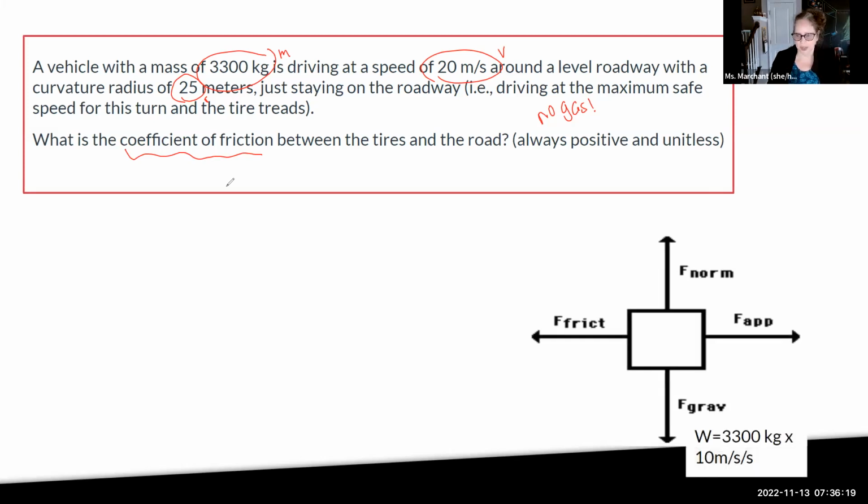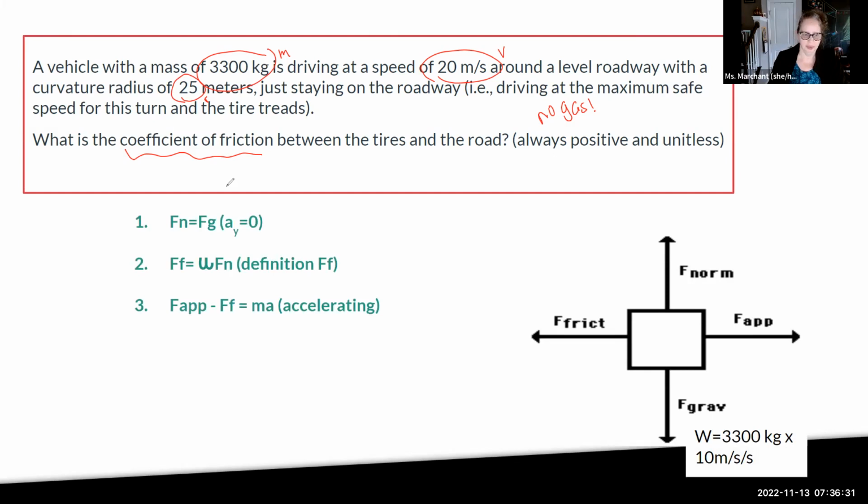Our weight is mass times acceleration. Most of these are 10, but just read carefully because with these high masses, it could really mess up your numbers. Your force of friction equals mu times the force of normal. That is your definition of it. Your force applied minus the force of friction is equal to mass times acceleration, because we still have acceleration even with constant speed because we're going in a circle and our direction is changing. However, we don't have that force applied.